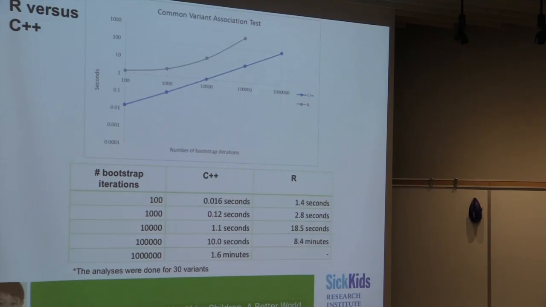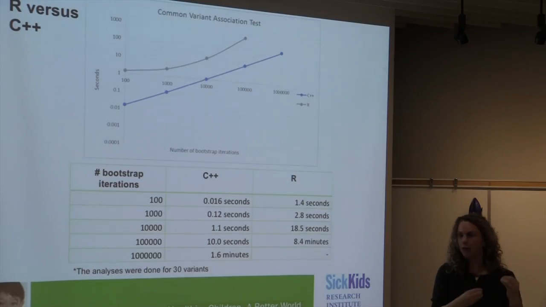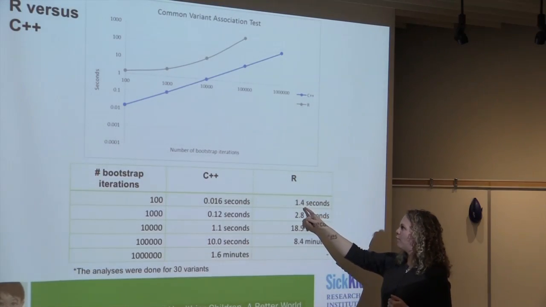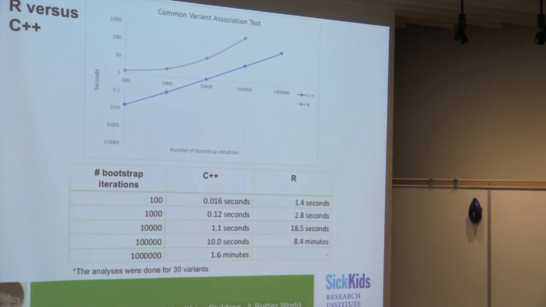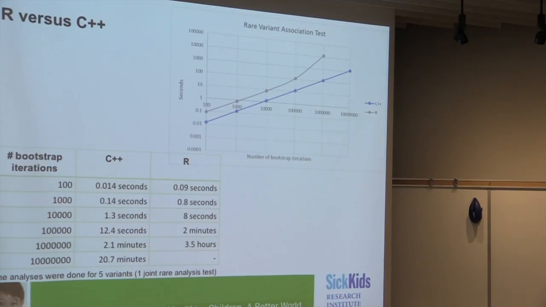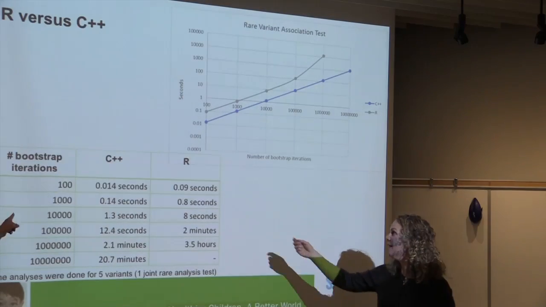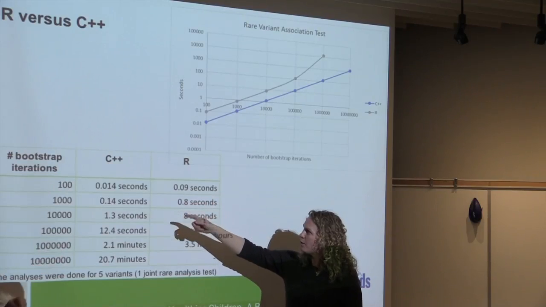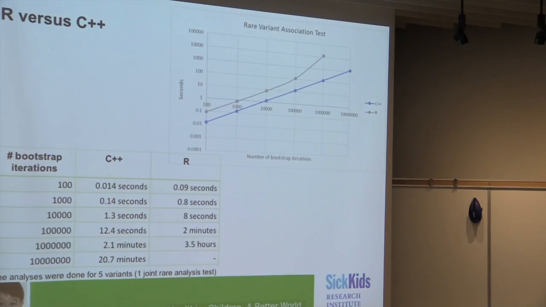We thought this was nice. Scott produced these just comparing the speed of the R package versus the C++ package. So here's a common variant association analysis. It's obviously a function of the number of bootstrap iterations you have to do to compute the p-value, but what was taking 1.4 seconds in our R package was taking 0.016 seconds in the C++ package. So that will make it much more useful. Similar metrics are what we're seeing for the rare variant association test, where the bootstrap iterations are really important. So 0.09 seconds in R and 0.014 seconds in the C++ package.